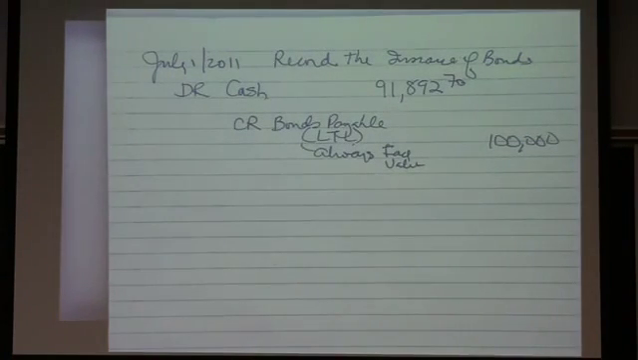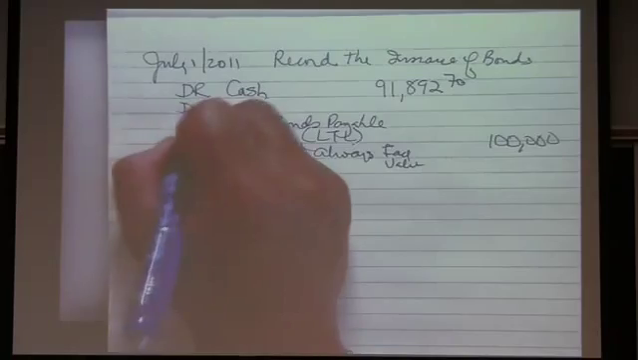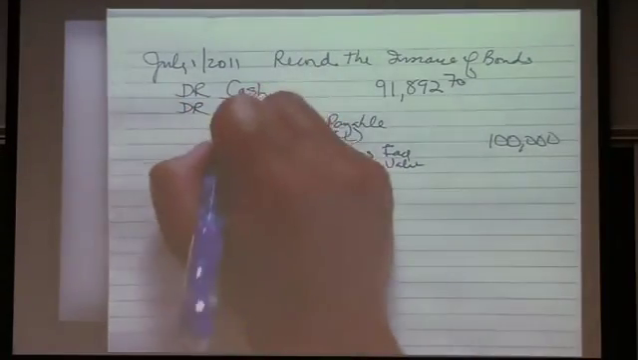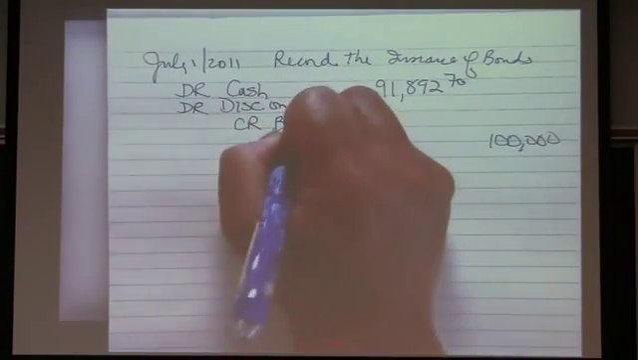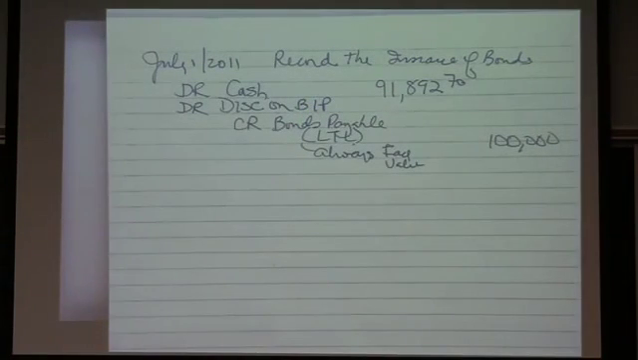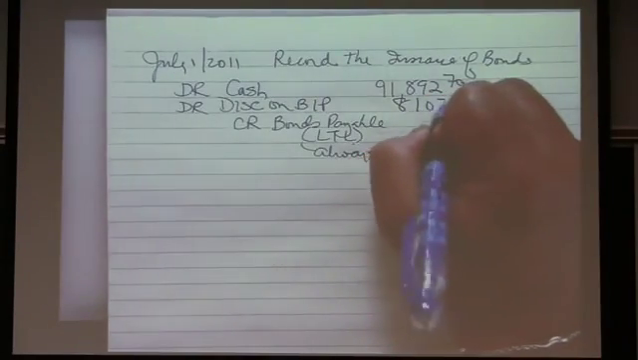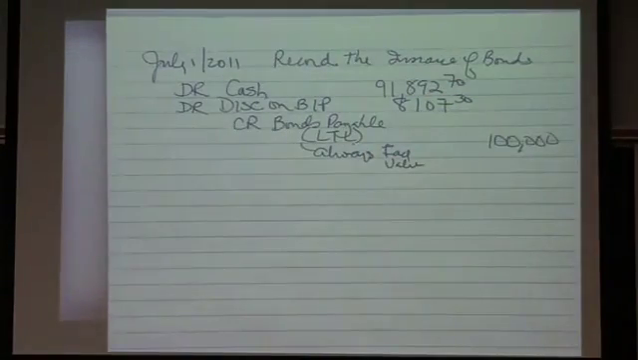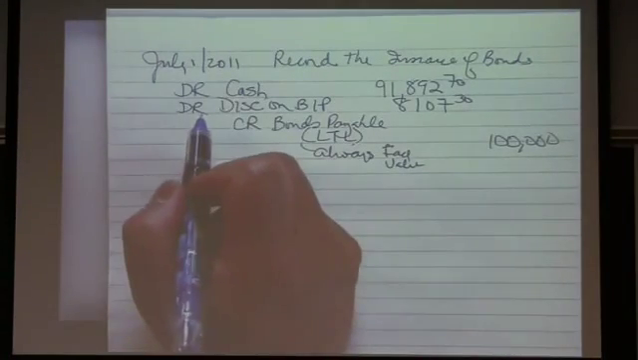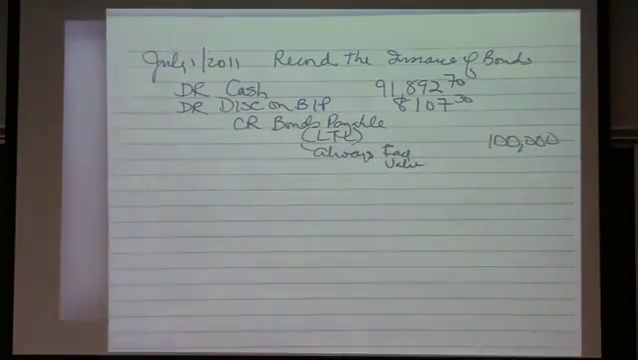And to balance this entry, we need another debit, and we're going to call that discounts on bonds payable. I'm going to short form discount to DISC on bonds payable, and that is $8,107.30. Now the discount is considered a contra account to the bonds payable.